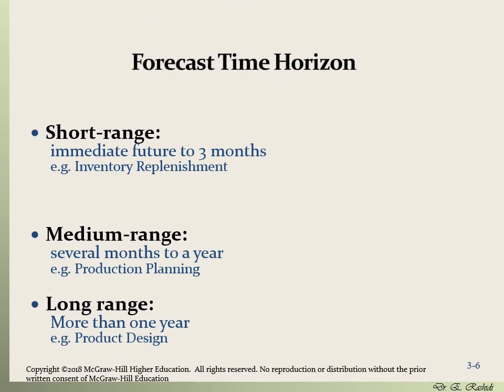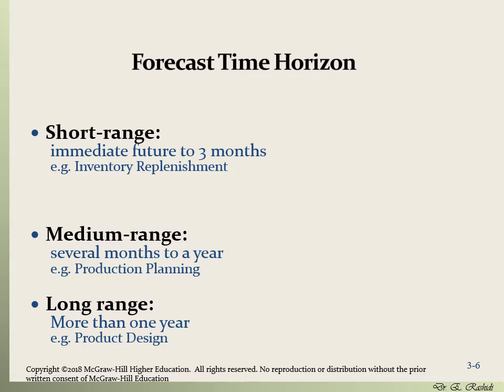Forecasting time horizon. There are three main forecasting time horizons. You have the short range forecasting time horizon, which is generally anything less than 3 months. It's the immediate future. An example of a type of problem that would require a short range time horizon for forecasting is inventory replenishment.